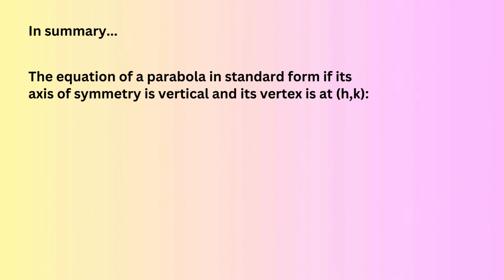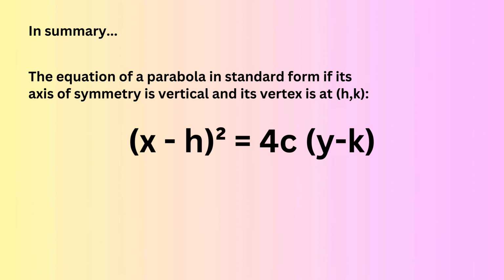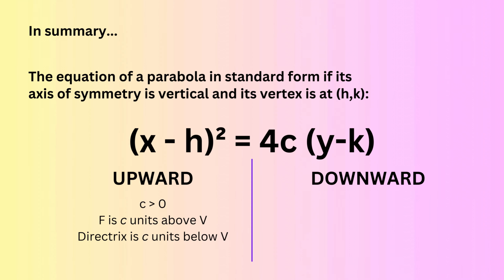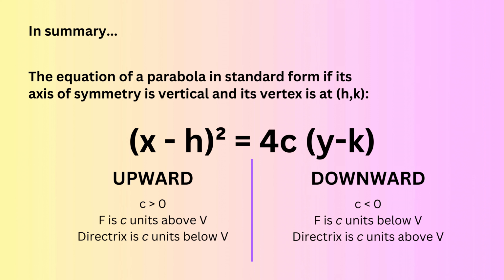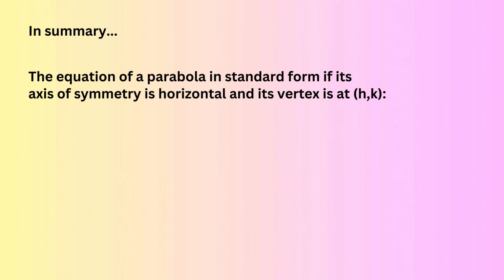In summary, the equation of a parabola in standard form if its vertex is at point (h, k), and it opens upward or downward, is (x − h)² = 4c(y − k). If it opens upward, c is positive. Its focus is c units above the vertex, while the directrix is c units below the vertex. Meanwhile, if the parabola opens downward, then c is negative. The focus is c units below the vertex, and the directrix is c units above the vertex.